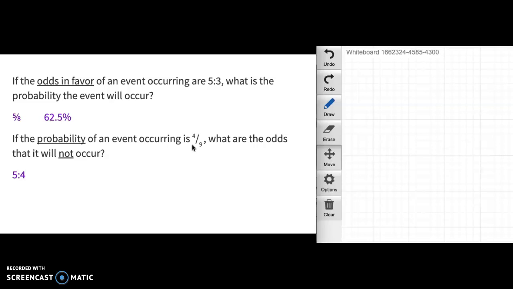Okay, so we just always need to think through the pieces that we know when we're given odds in favor. Think through what do these two numbers mean, and then what's that missing number. When we're given probability, think of what do these two numbers mean and what's that missing number, and then use that to fill in how it's asking you to write the next one.